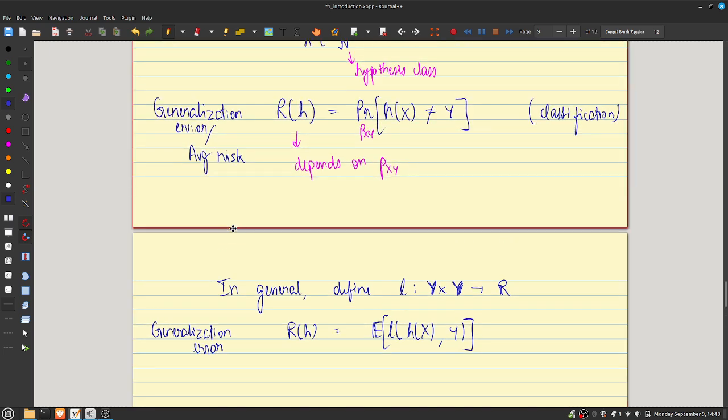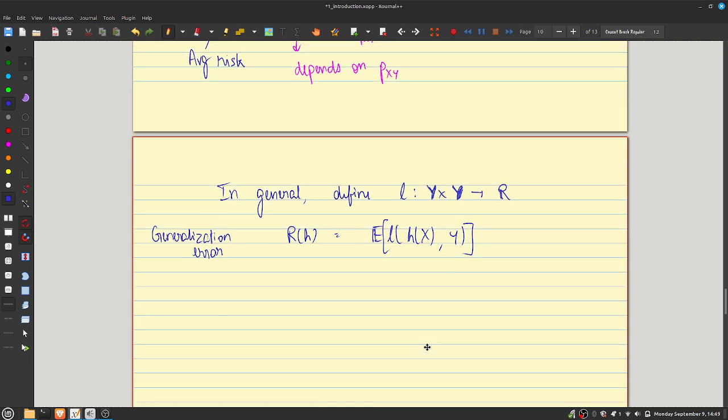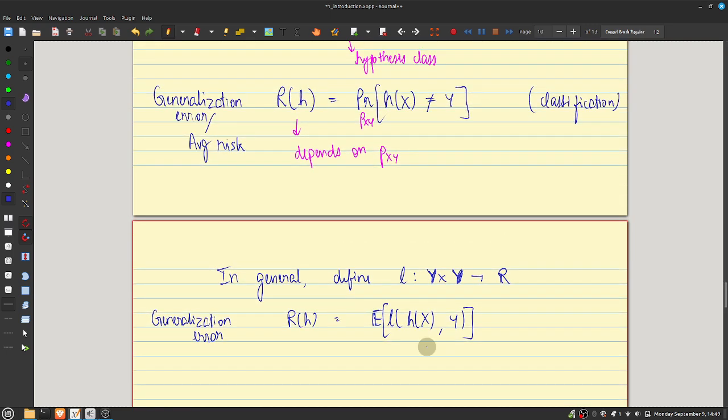Now, can you see why this is a special case of this particular formulation? What would be the loss function for the classification problem in this particular framework? Correct. So basically, the loss function would be the 0, 1 loss, which takes the value 0 if you make a correct prediction and 1 if you make an incorrect prediction.